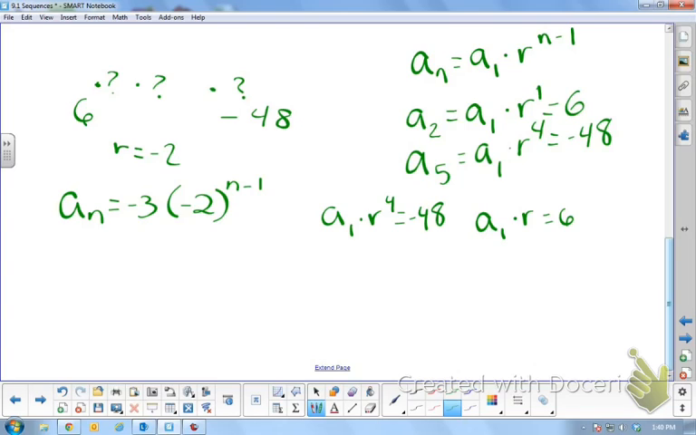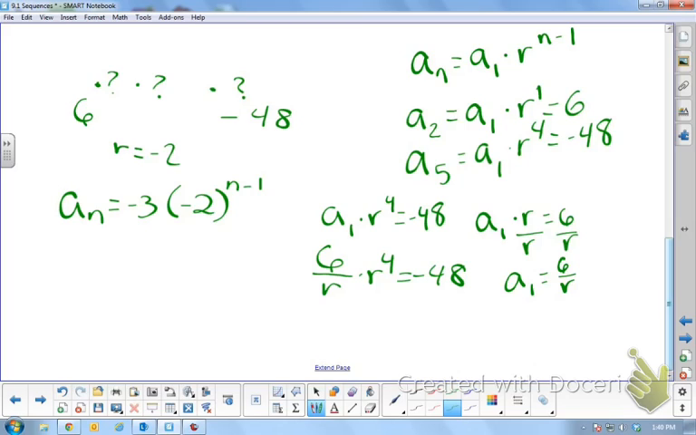What should I get by itself? R? Wait, no. Because r has that to the 4th, I actually think probably a. So, I'm in fact going to get this a alone to make it a little easier on me. So I'm still not working with that r to the 4th yet. So we would get a sub 1, actually no, I'm replacing that, that's the whole point of substitution. 6 over r times r to the 4th equals negative 48.